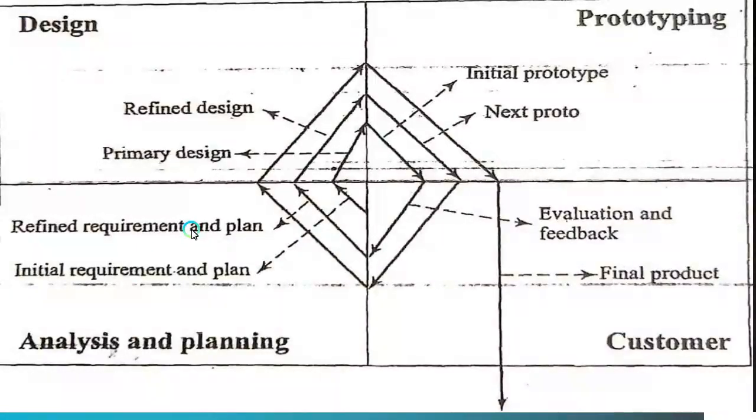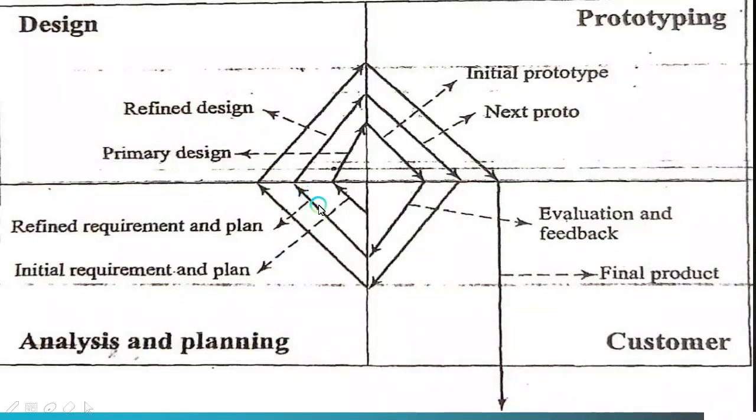This is the prototype model. Firstly, as we can see, the customer specifies his requirements. The requirements are planned. Then a primary design is built, which is then sent to the prototyping phase. This is the prototyping phase where a primary or initial prototype is built. The prototype is delivered to the customer for evaluation. If there are any changes, the feedback is given to the developer.